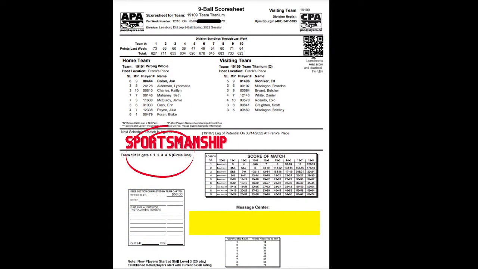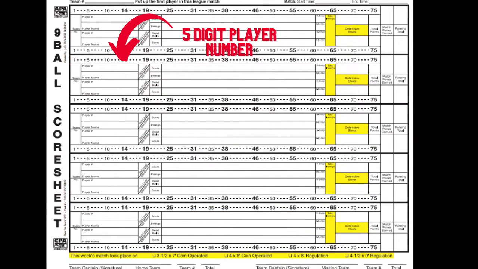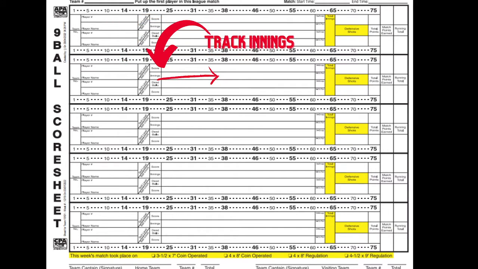9-ball, also a little bit of a difference. On the back of the score sheet, you have your sportsmanship rating. Everyone's been getting much better with that, but it is kind of hidden there, so please make a point to fill it out, even if it's at the very beginning of the night. Same with 8-ball, we need your 5-digit number filled out for every single player. If you do electronic, it's very easy to make sure you get all your bonus points for that. You're going to track your total innings throughout that column.